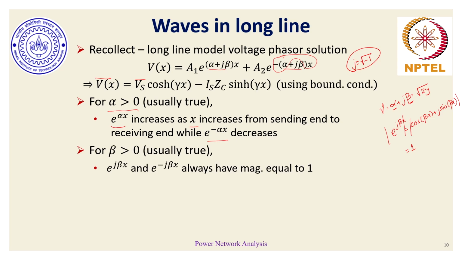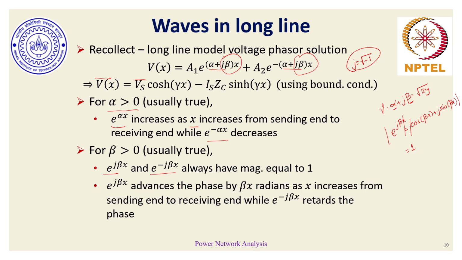So as beta increases, which is usually, beta is positive, which is the usual case, e to the power j beta x and e to the power minus j beta x, which are sitting over here in this context, would have the same magnitude, which is equal to 1. What would they otherwise do? They would create phase shifts in terms of beta x radians as x increases, or they would retard the corresponding voltage signal or voltage wave by j beta x as x increases for the other term.